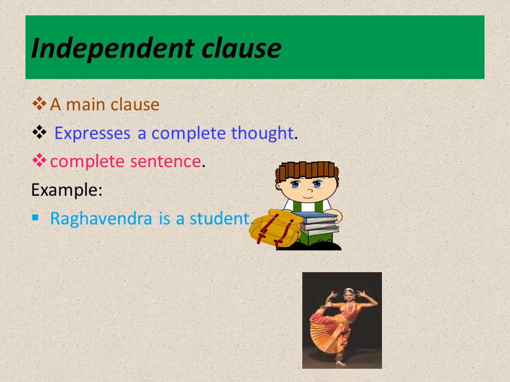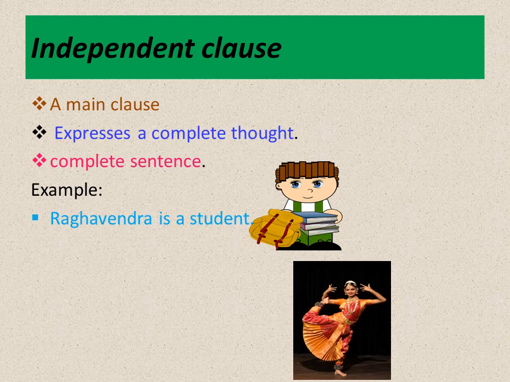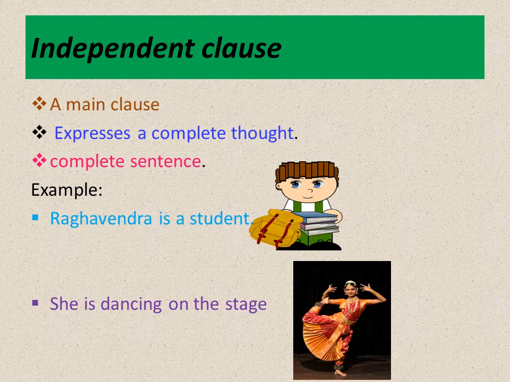Let us see one more example. What is there in the picture? A girl is dancing on the stage. So she is dancing on the stage. Students, this is also a clause because subject and verb both are there in this sentence. What is the subject in the sentence? She is the subject. What is the verb? Is dancing is the verb. So the sentence is giving complete meaning. So it is an independent clause.